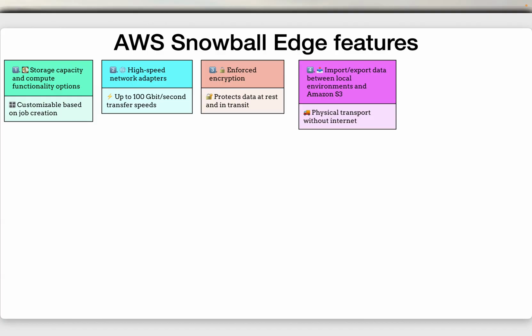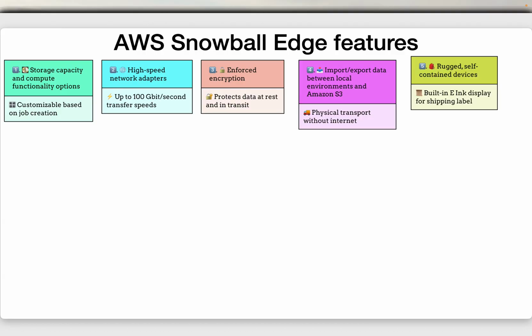You can import or export data between your local environment and Amazon S3 and physically transport the data with one or more devices without using the internet. So not only can you import into S3 or the cloud, if you want to export a very huge amount of data back, that also can be done.